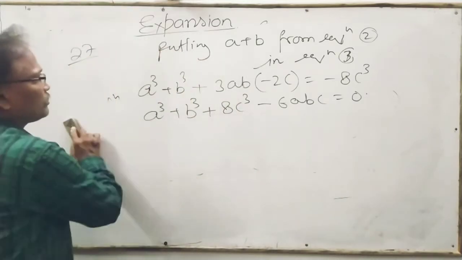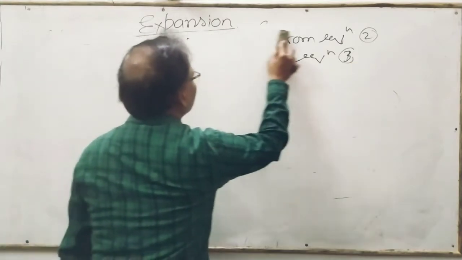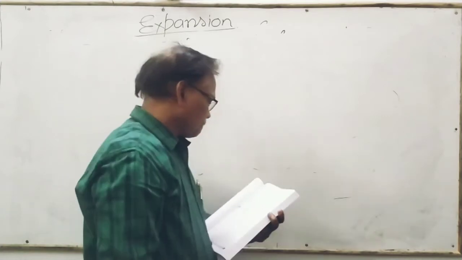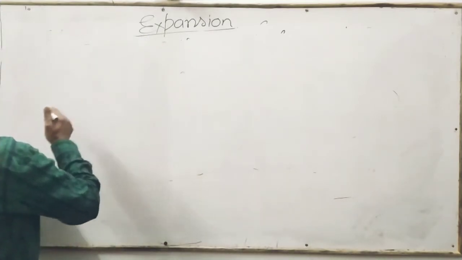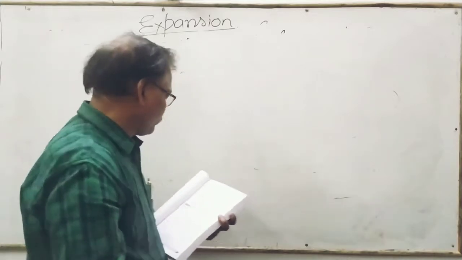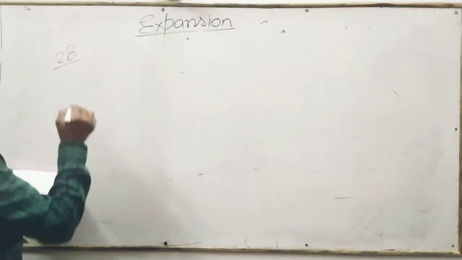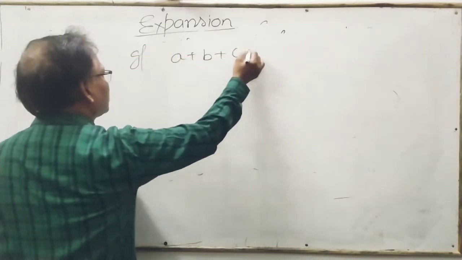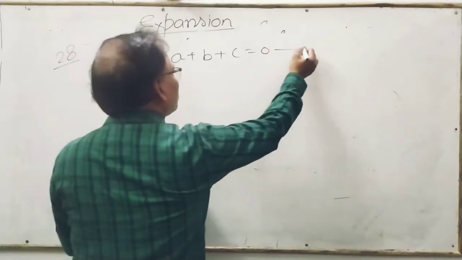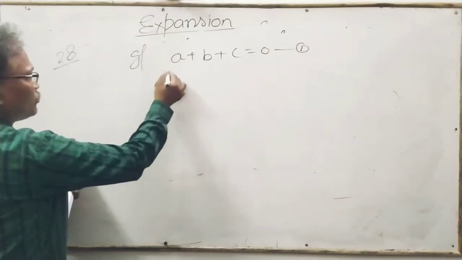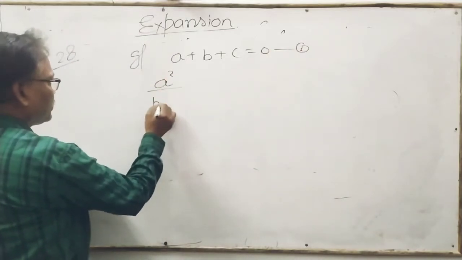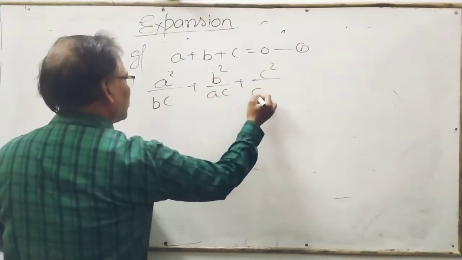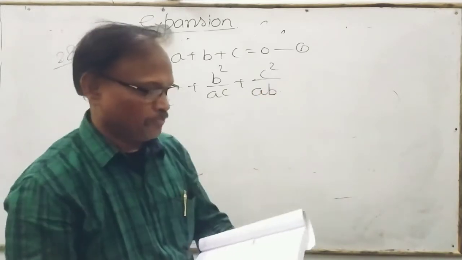Now one more question based on the same type, question number 29. Or before that, I want to tell you the 28. Question number 28. If a plus b plus c is equal to 0, find the value of a square upon bc, b square upon ac, c square upon ab. You have to find the value of this.